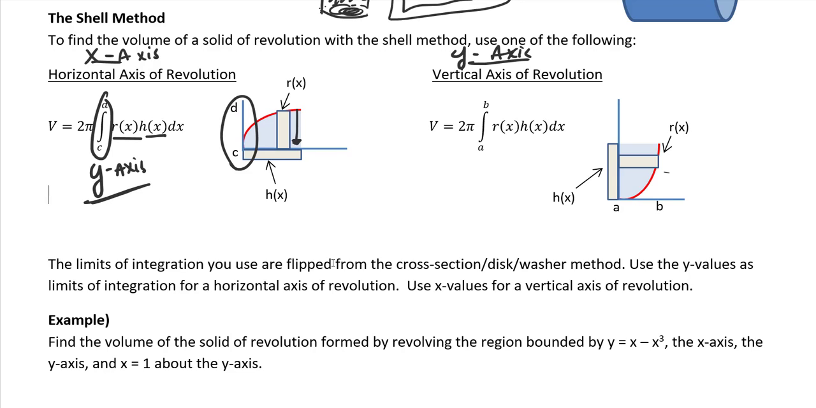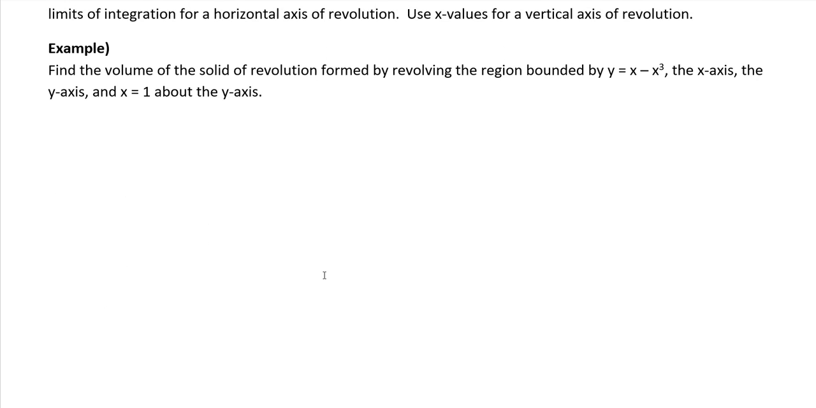It's a little confusing. For the vertical axis of revolution, we're doing the same thing. We're taking the function, and from the function to the y-axis is our radius. The height is whatever the height of the function is, but then our bounds are going to be on the x-axis from a to b. They are flipped on the shell method versus the disk or washer method. So we have to understand and remember that. Let's get into some examples.